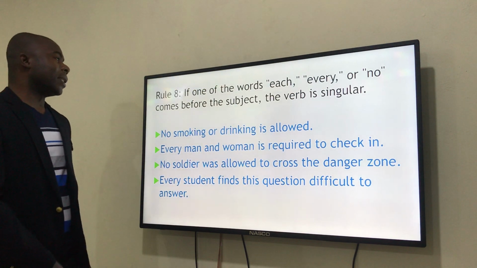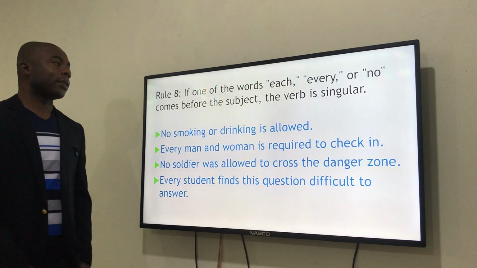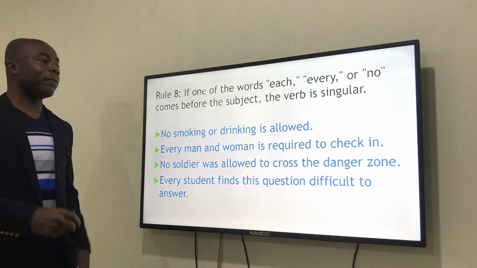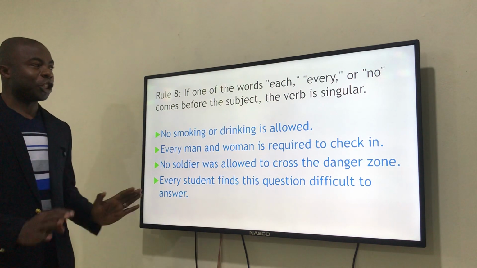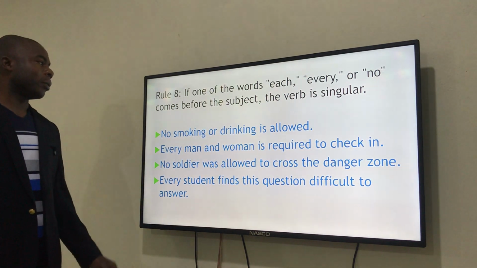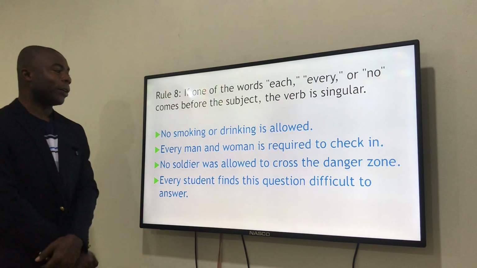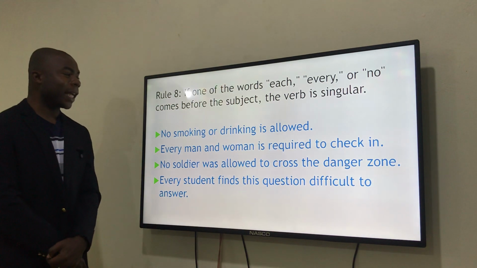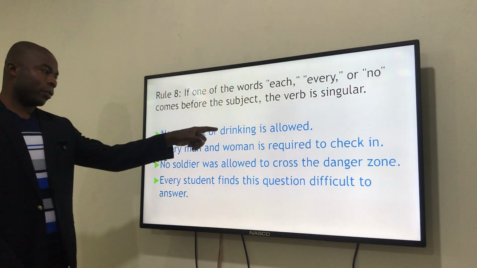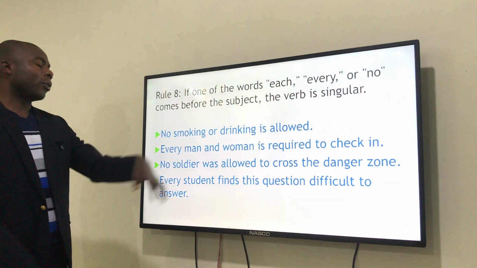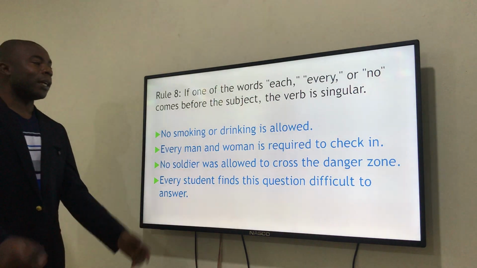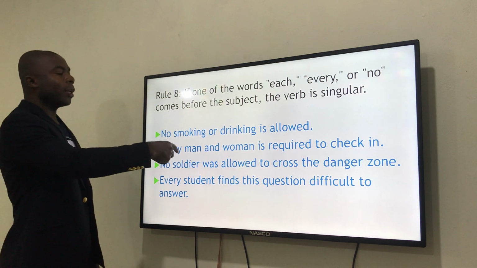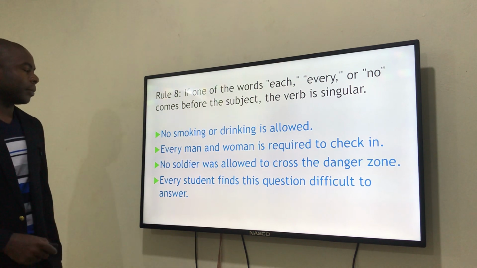Now, rule number 8. If one of the words each, every, or no comes before the subject, the verb is singular. So, no smoking or drinking is allowed. Of course, if you see all here, no smoking or no drinking is allowed. No coming before the subject, smoking or drinking. So the verb is singular.